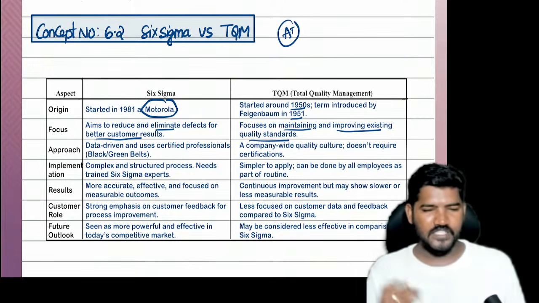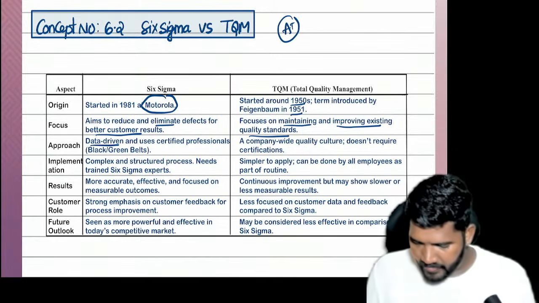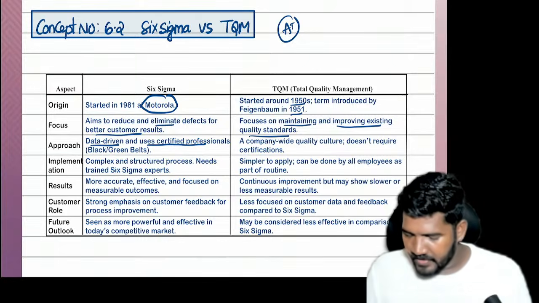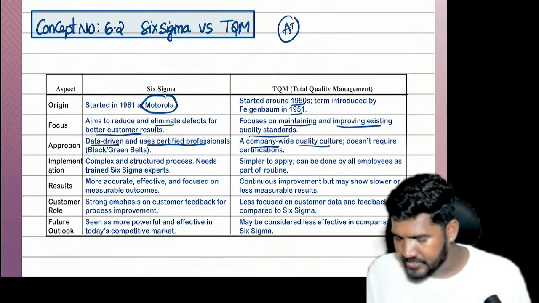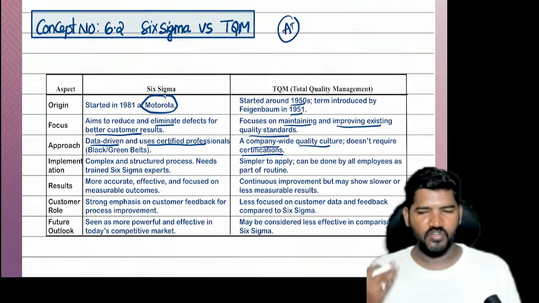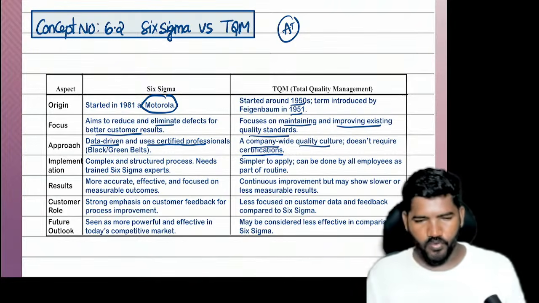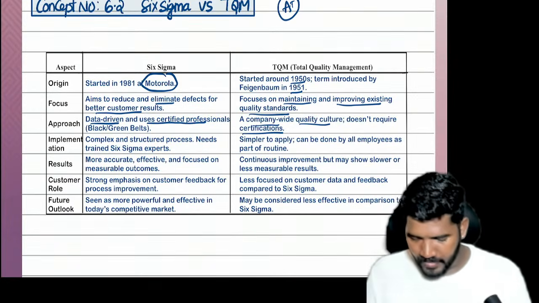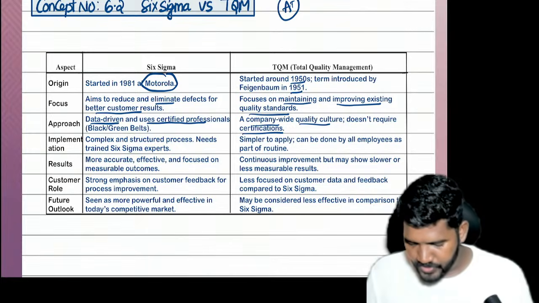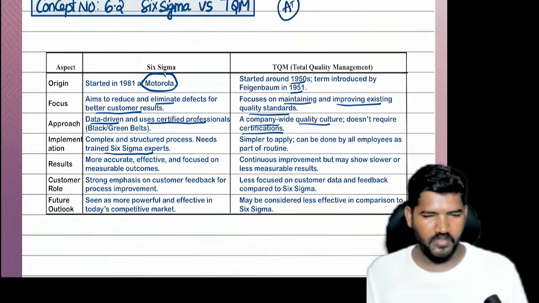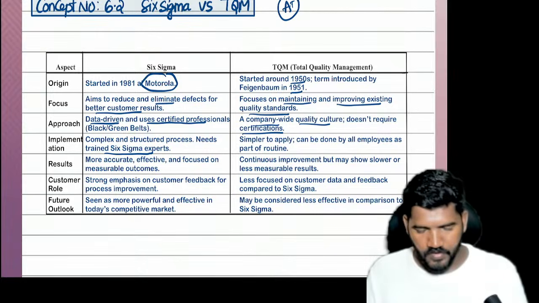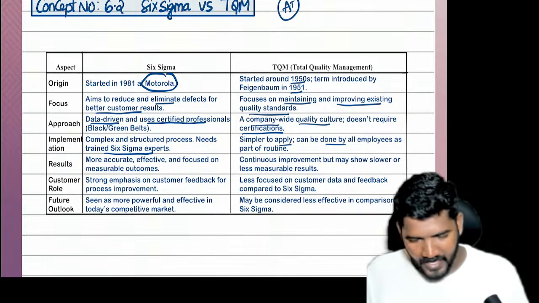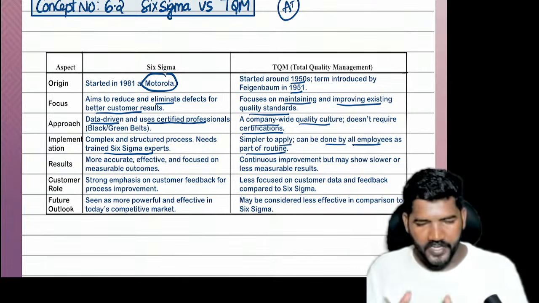Next, Six Sigma is data driven and uses certified professionals like black belts, champions, executives, etc. TQM is a company-wide quality culture and does not require a certification. So every person can engage with the quality team, and that is called TQM. But only certified people can do Six Sigma. Next, Six Sigma is a complex and structured process and needs trained Six Sigma experts for implementation. It is not that easy. Why? Because professionals are required. TQM is simpler to apply and can be done by all employees, as a part of routine.